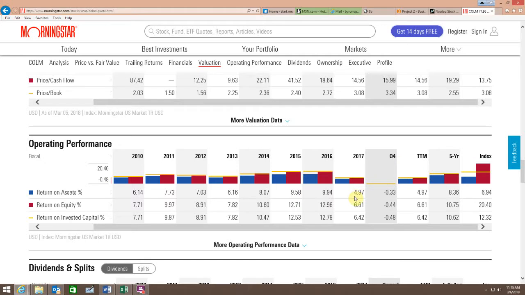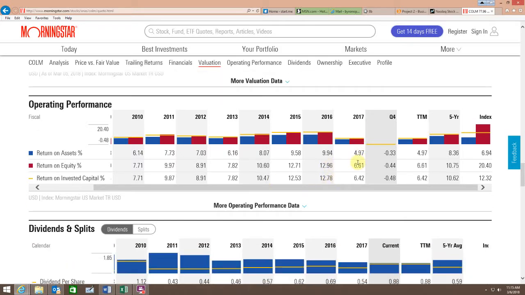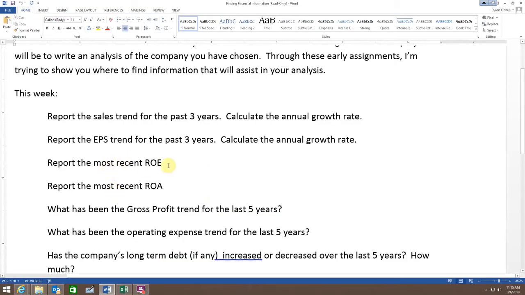Whichever one you report's fine, but label it that way, or at least label it if it's the TTM or trailing 12 months. So in my case, my return on equity is 6.61 and my return on assets is 4.97. Bingo, done with that question. Those two questions were pretty simple.